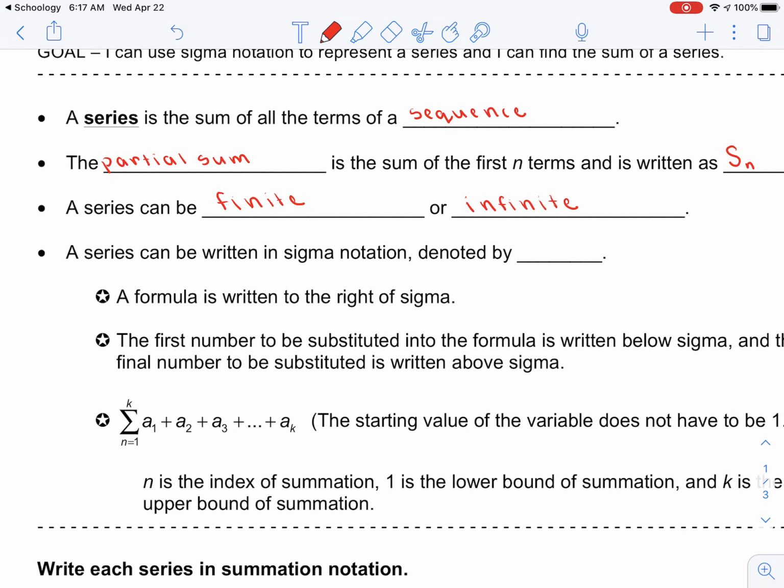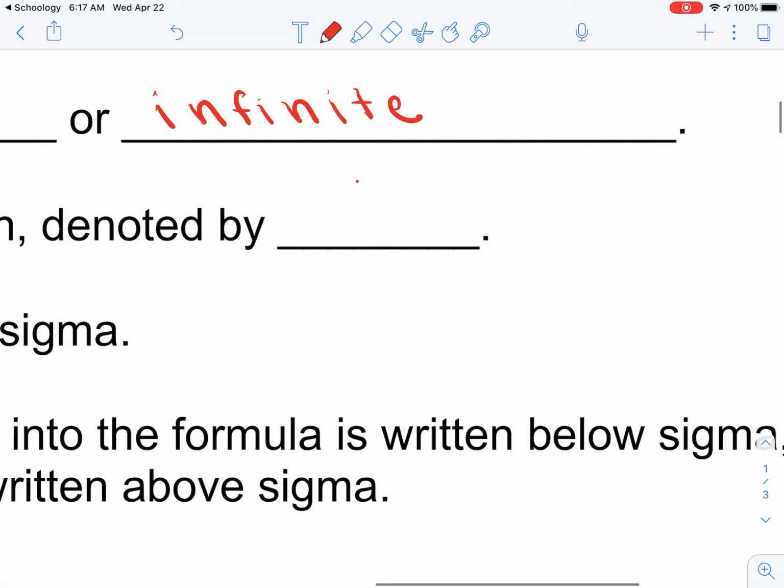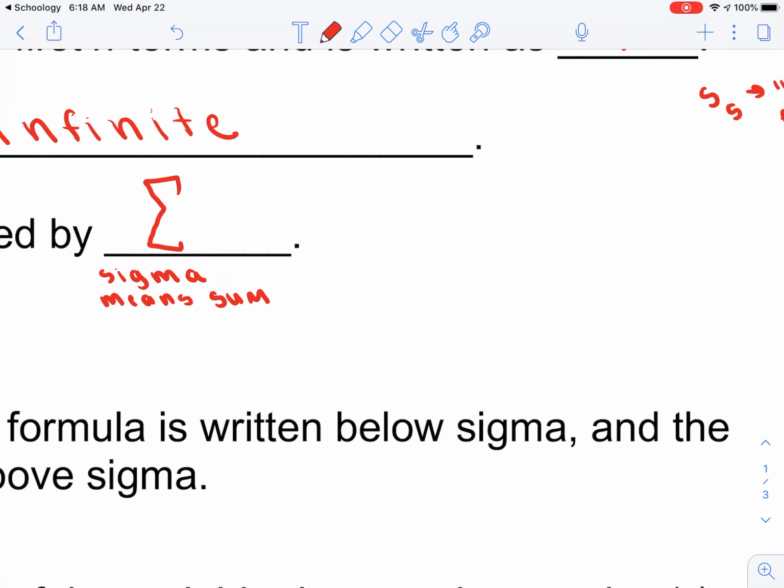A series can be written in sigma notation, denoted by, maybe you have seen this symbol before. This is the Greek alphabet letter sigma, and it's a capital letter. There is a lowercase sigma as well. Some of you might be familiar just because of sororities, fraternities, maybe your brother or sister is in. But sigma means sum. So when you see a sigma, you are going to find the sum of a set of terms in a series.